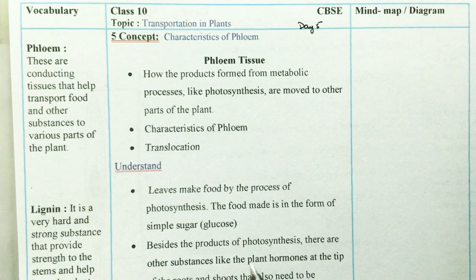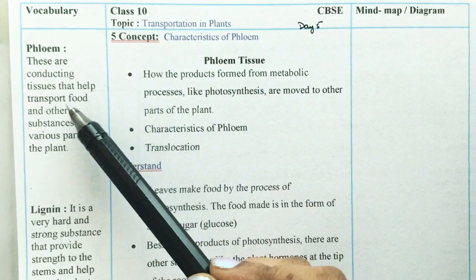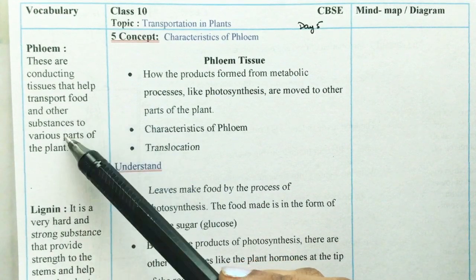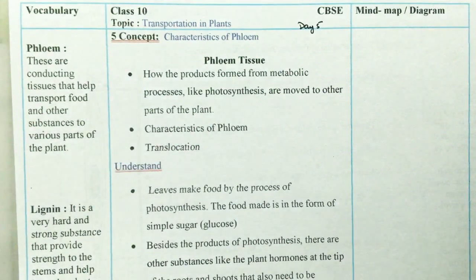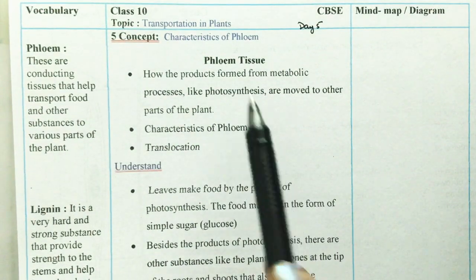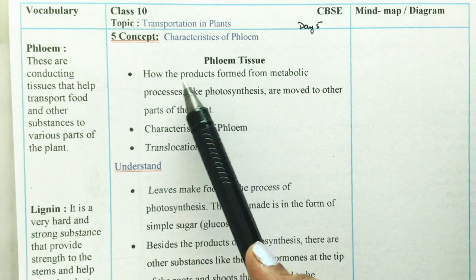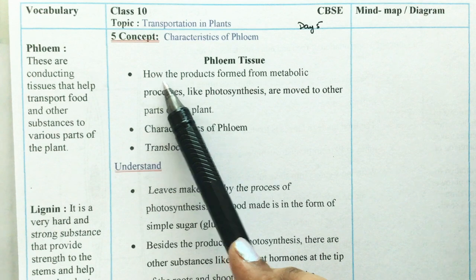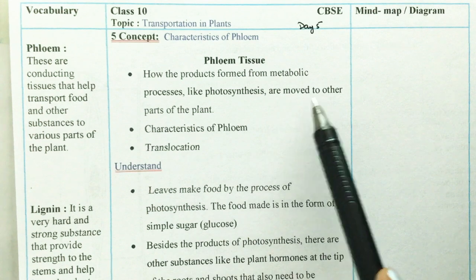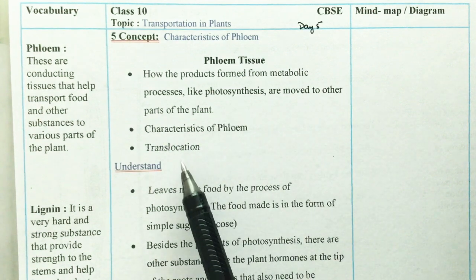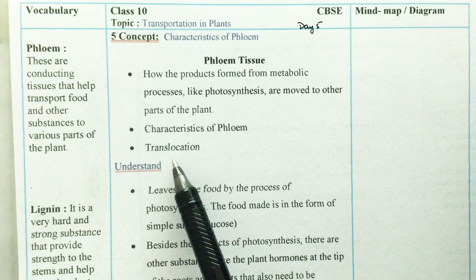Before we proceed further, we had already learnt that phloem are conducting tissues which help transport food and other substances to various parts of the plant. So, please have this definition in mind when we are learning further. Under phloem tissue, we will be learning three important aspects. The first one is how the products formed from the metabolic processes like photosynthesis are moved to other parts of the plant. Second, we will study the characteristics of the phloem and the concept of translocation.